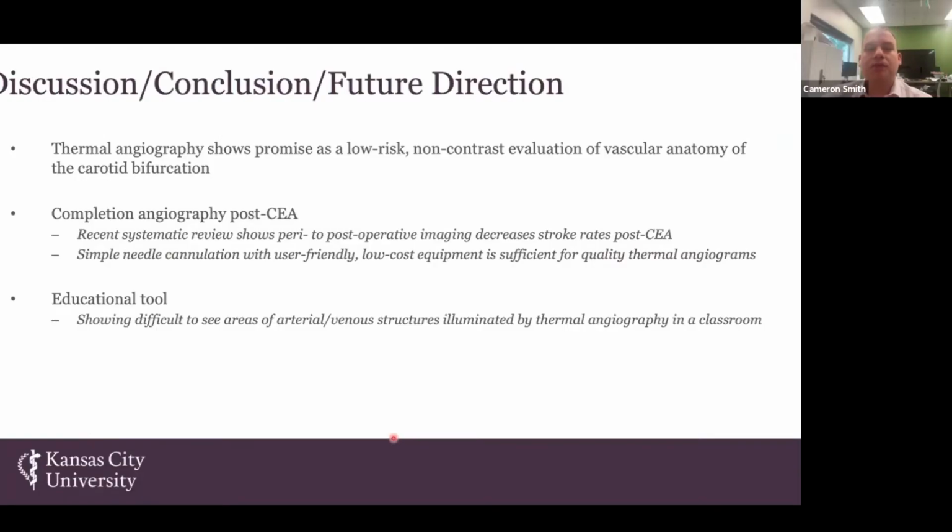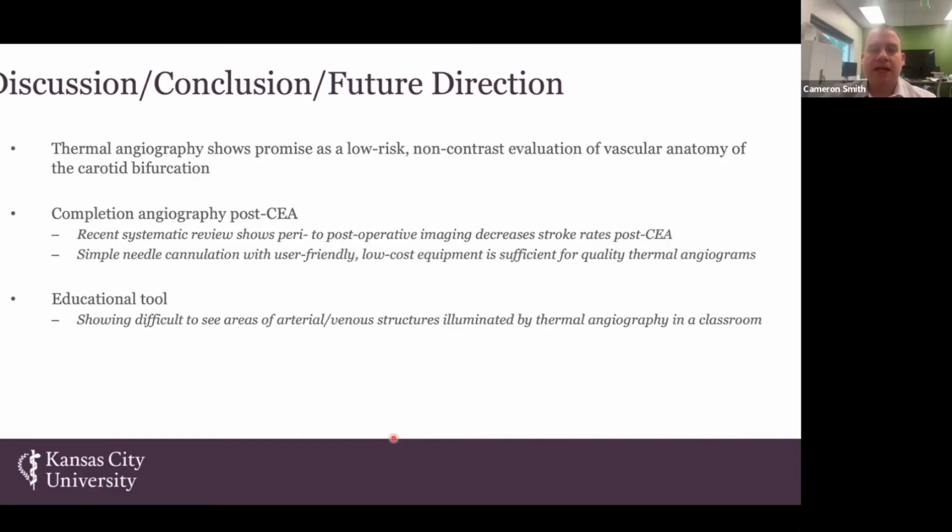So our discussion and future direction is that we believe that thermal imaging promises a low risk, non-contrast evaluation of vascular anatomy, termed thermal angiography. We believe that this does have a place potentially in the OR, with obvious future studies to look at.